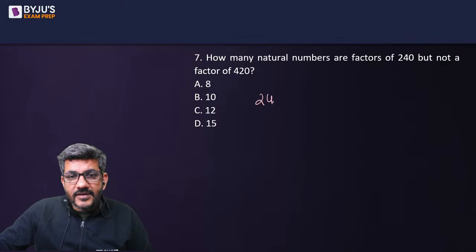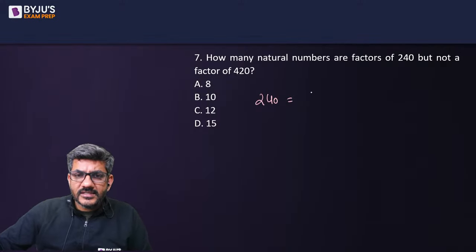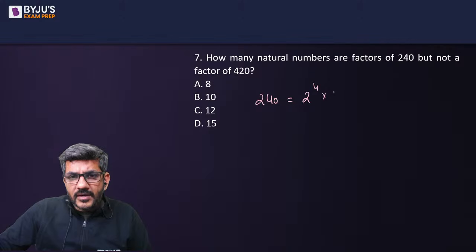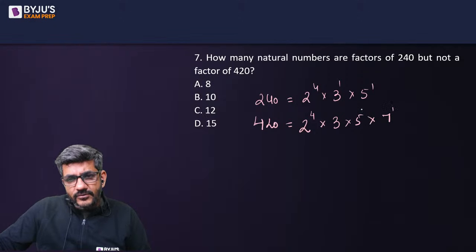First of all, let's factorize 240. 240 is 8 into 30, or you can say 16 into 15. So 2 to the power 4 into 3 to the power 1 into 5 to the power 1. Then I talk about 420. It's divisible by 4. Is it divisible by 8? No. So by 4 it is divisible, giving 105. 105 is 15 into 7. So it is 3 into 5 into 7.